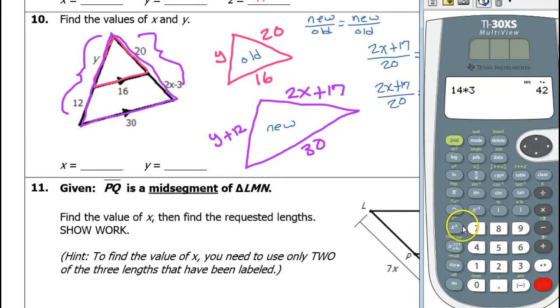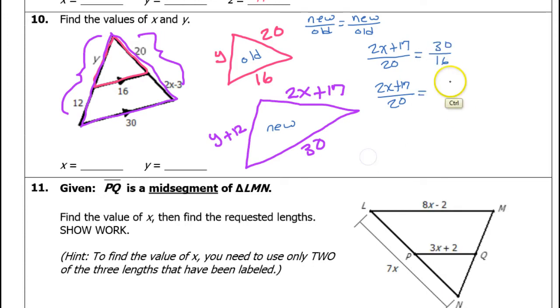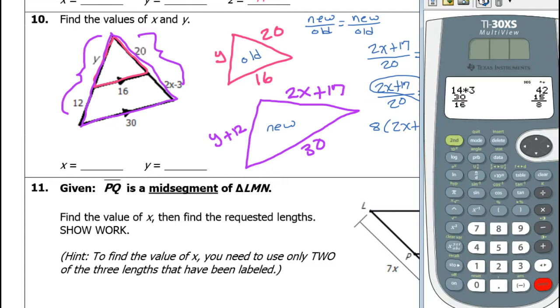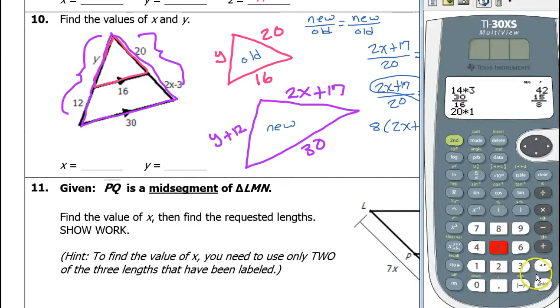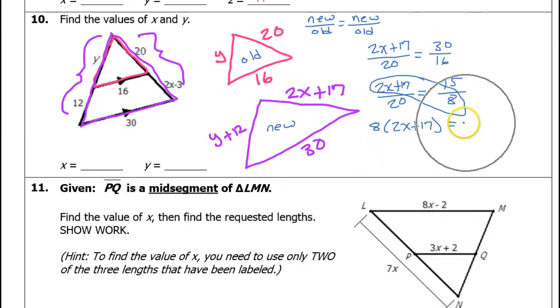let's reduce this. It's just 15 over 8. And then now I will cross multiply. So I'm doing 8 times 2x plus 17 is equal to 20 times, what did I say I was doing? 15. That's 300.